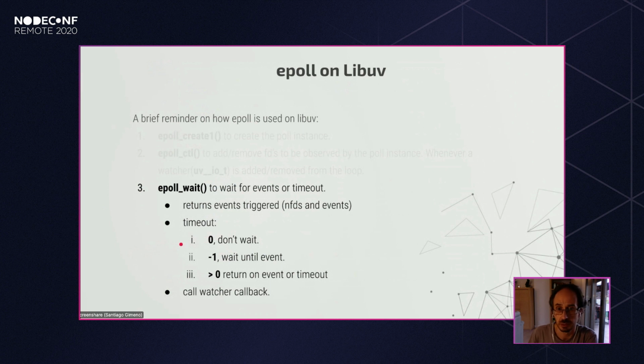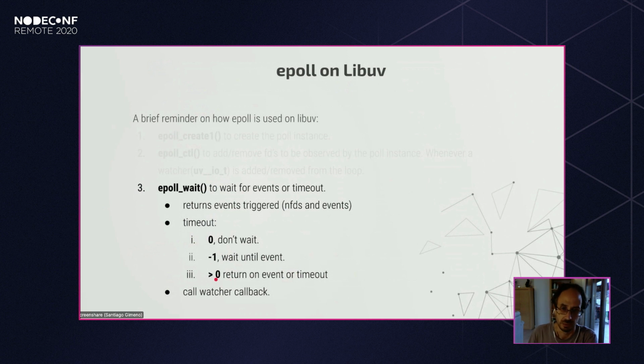If timeout is zero, epoll_wait will return immediately. This is used in libuv in different cases. For example, if there are no active requests or active handles, or if there are any idle handles set up, or if there are any pending or closing handles. Otherwise, for example, if there are no timers, we will set up the timeout to -1. In this case, epoll_wait will wait indefinitely until there is an event.